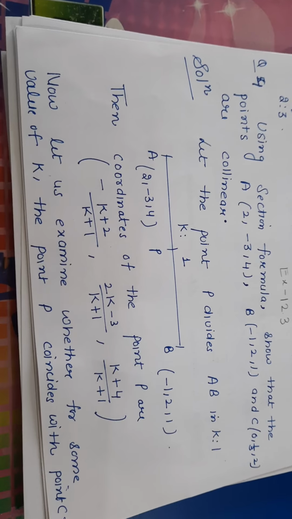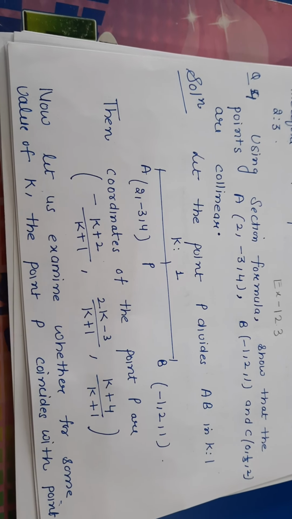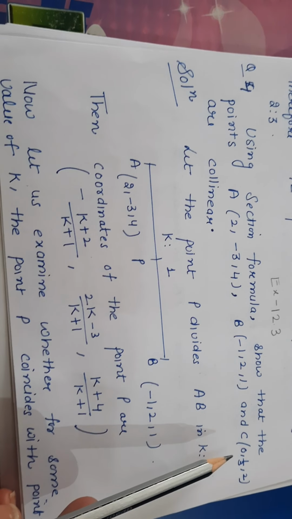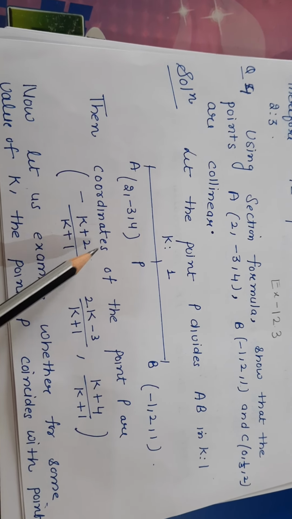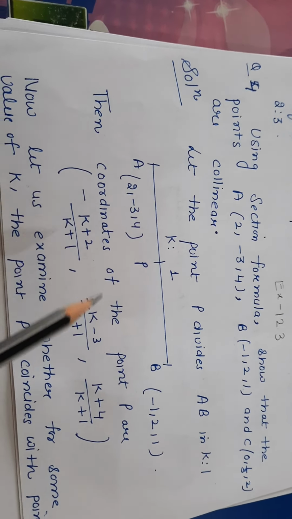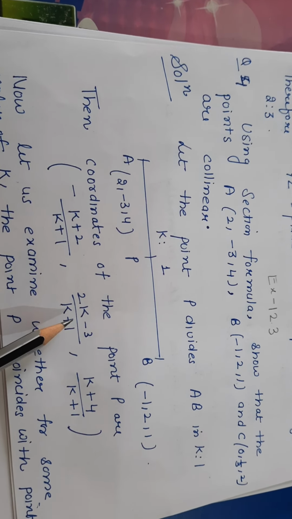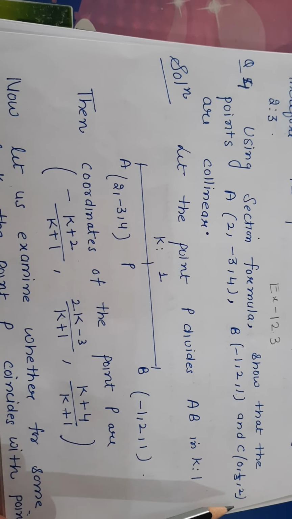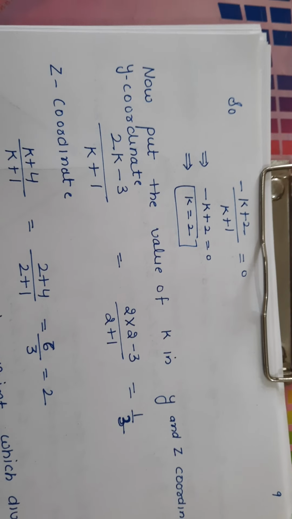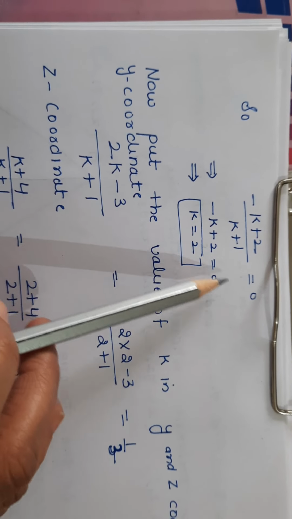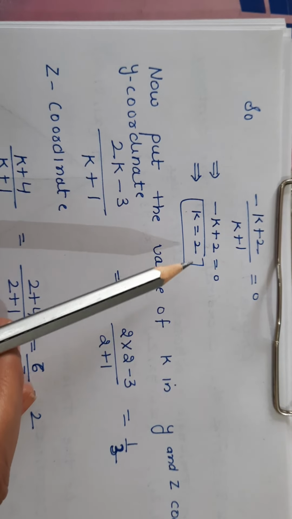Now we are going to examine whether for some value of K, this point P is coinciding with point C, for which we are first going to compare their x coordinate and find the value of K. And then we'll put the value of K in y and z coordinate and check whether these values are equal or not. So the x coordinate is (minus K plus 2) upon (K plus 1) equal to 0. From here the value of K is 2.